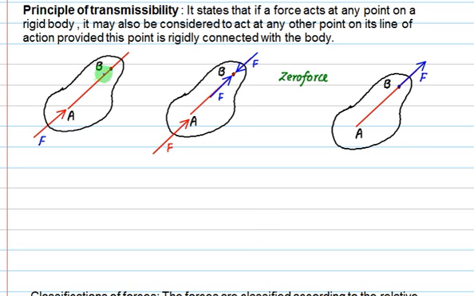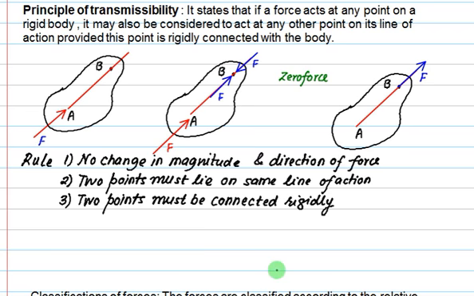And second thing is that you can't change the line of action of force. So no change in magnitude and the direction of force. The 2 points must lie on the same line and 2 points must be connected rigidly. There must be a rigid connection between the 2 points.